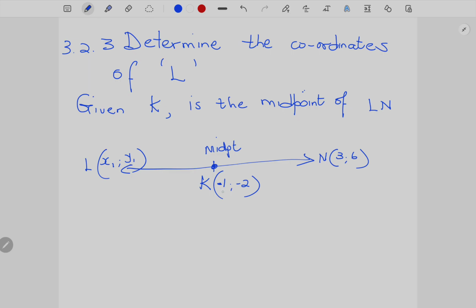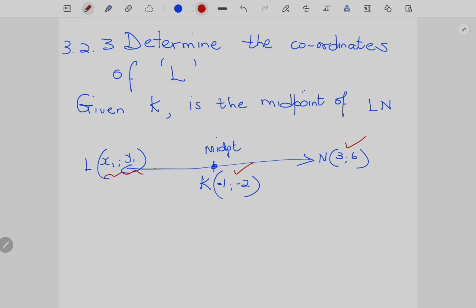So the coordinates of the midpoint are given. It's -1, -2. What is also given are the coordinates of the point N. But the values of the point L are not given. So this is what we are looking for.